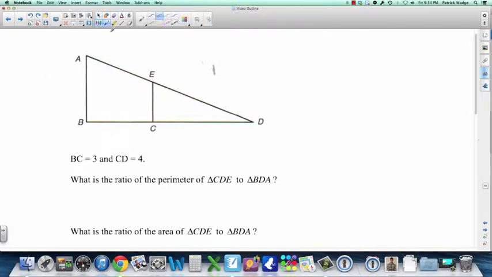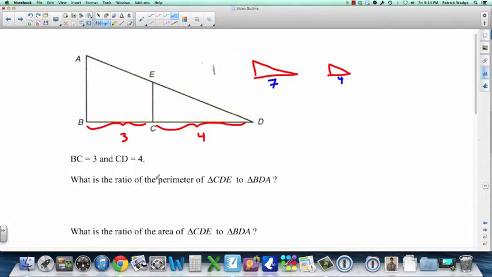BC equals 3, so this distance here is 3, and CD is 4. What's the ratio of the perimeter of triangle CDE, the small triangle here, and triangle BDA, which is the big triangle? Okay, well, maybe I'll draw the triangles separately. I told you last time it's often a good thing to do. So there's my big one, and there's the small one. And in the big one, what do we know? Well, we know this whole bottom part here is 7. And in the small one, we know the whole bottom part is just 4.